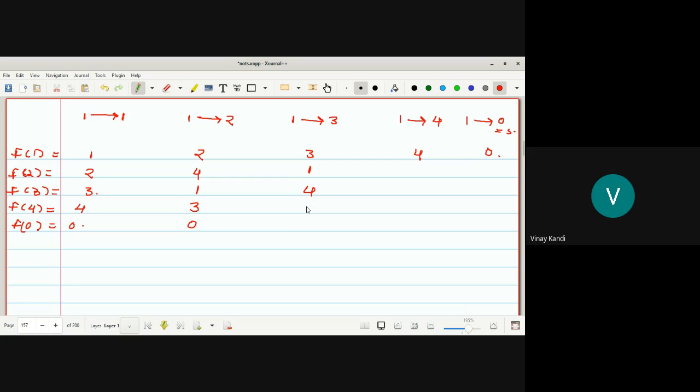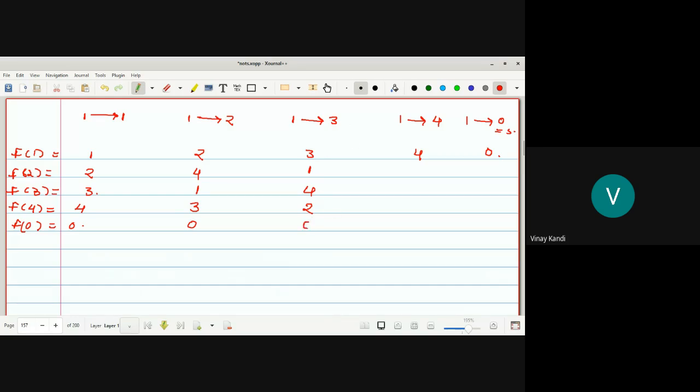How was the mapping done each time? f of 1 plus 2, that is f of 1 plus f of 1. That is 3 plus 3 plus 3 plus 3, 4 times 3, so that is 12. 12 addition modulo 5 is 2. 15 addition modulo 5 is 0.